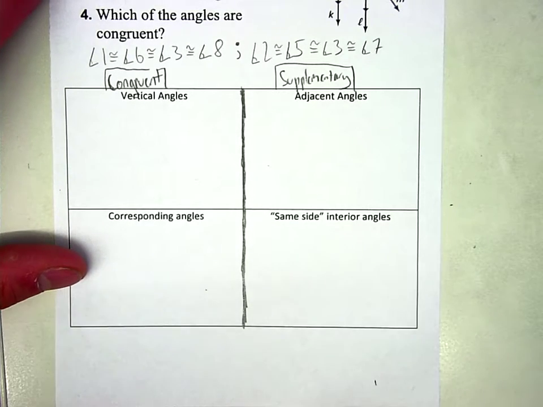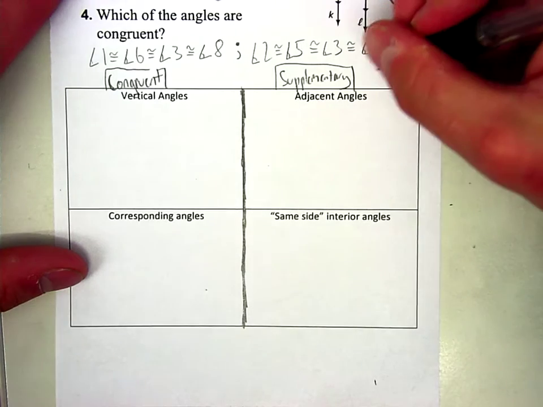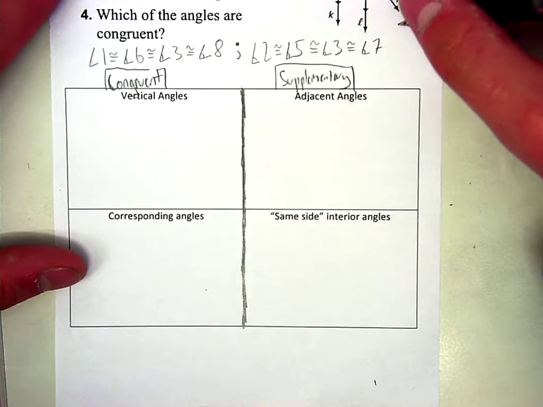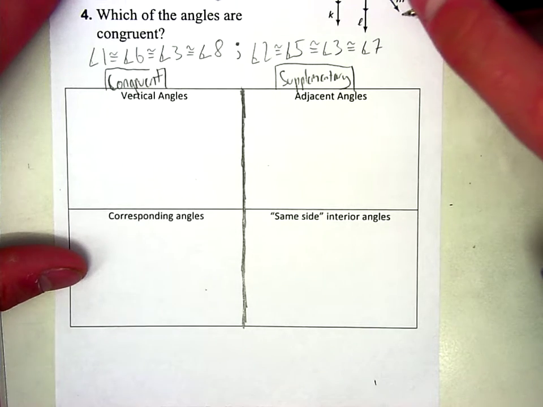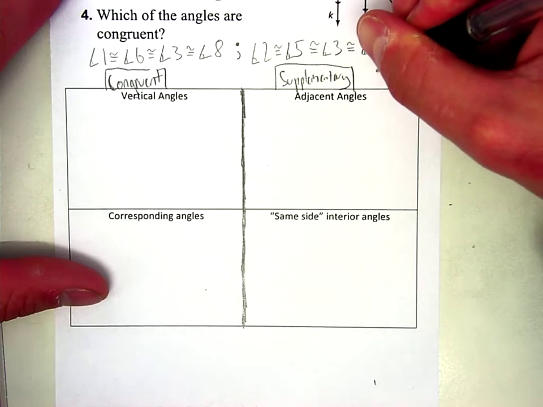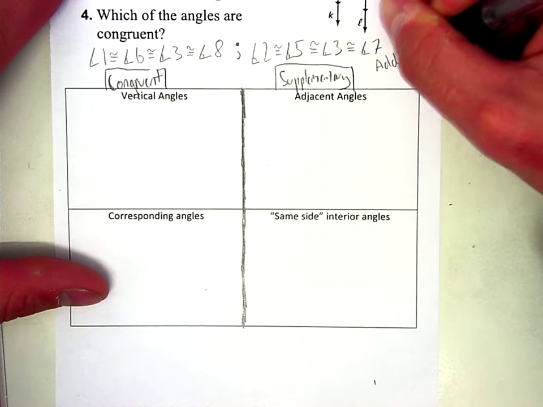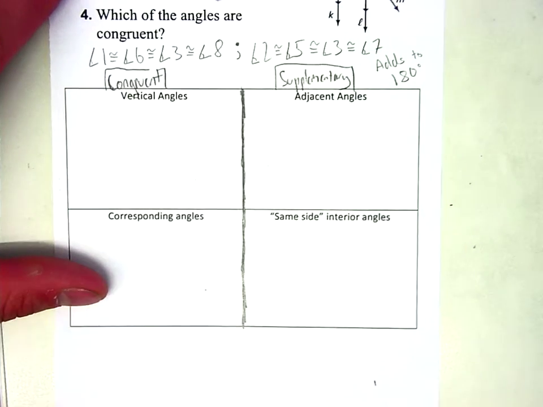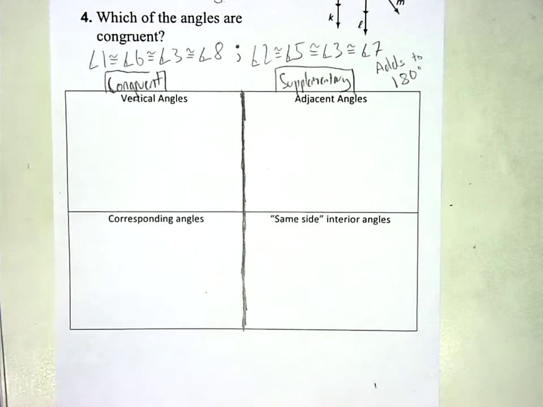And for those of you wondering, supplementary is a fancy word for any two things, or even three things, that add up to 180 degrees. So I'm going to write here, just to help me remember, adds to 180 degrees. Okay. All right.